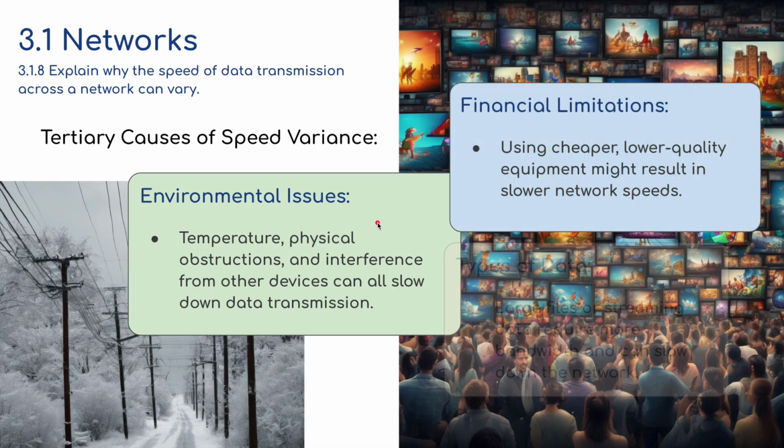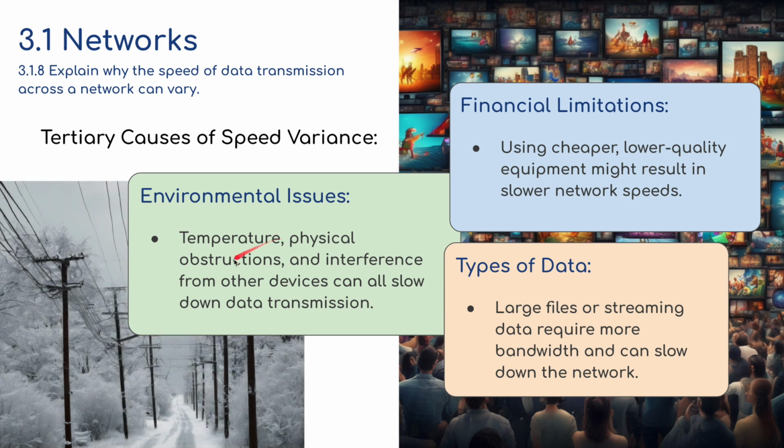We have environmental issues. Temperature, physical obstructions, and interference from other devices can also slow down data transmission. If we've got heavy snowfall, snow on the lines, for example, here, this could slow or cause us problems. Financial limitations: using cheaper, low-quality equipment might result in slower network speeds. And also types of data: large files or streaming data require more bandwidth and can slow down the network.